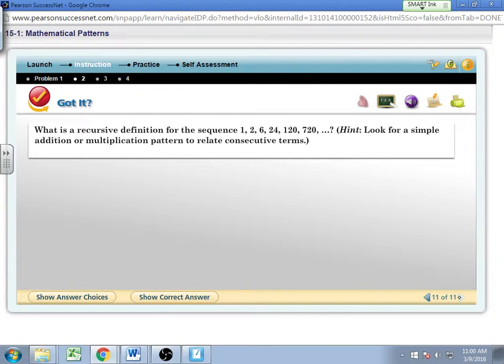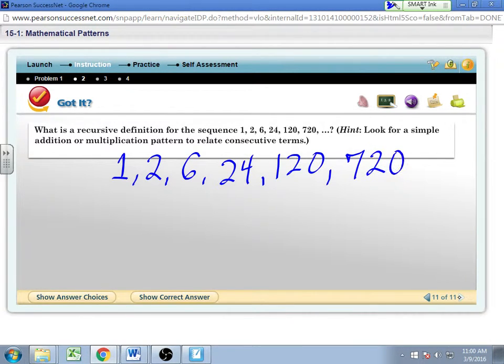So we have 1, 2, 6, 24. Write these out a little wider from each other. 1, 2, 6, 24, 120, 720. Getting really big.